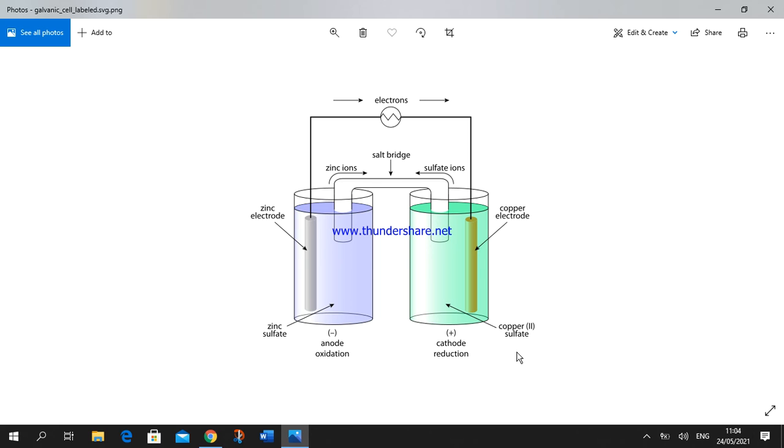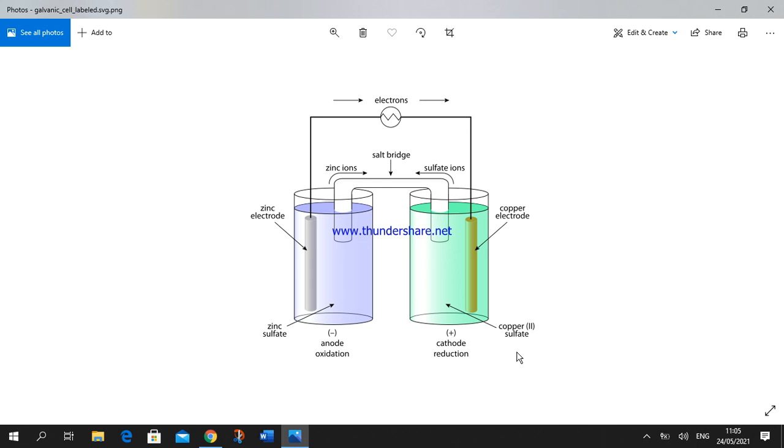The copper neutral atoms deposit on the copper rod in the galvanic cell, and with time, the zinc rod erodes and its size decreases due to the oxidation of the zinc atoms changing into zinc positive ions, while the copper rod's size increases gradually. And this continues until the reactants necessary for creating electricity run out.